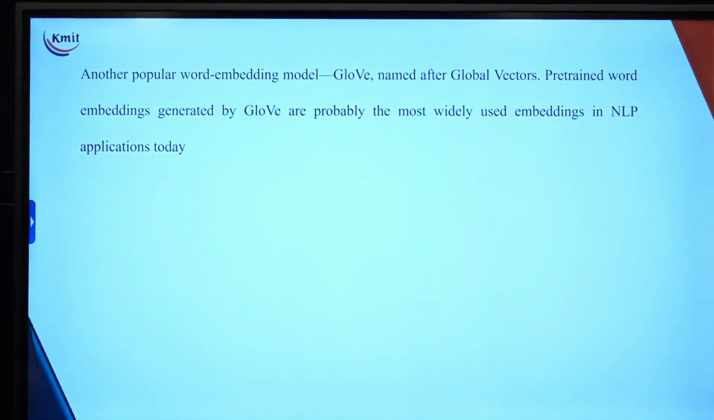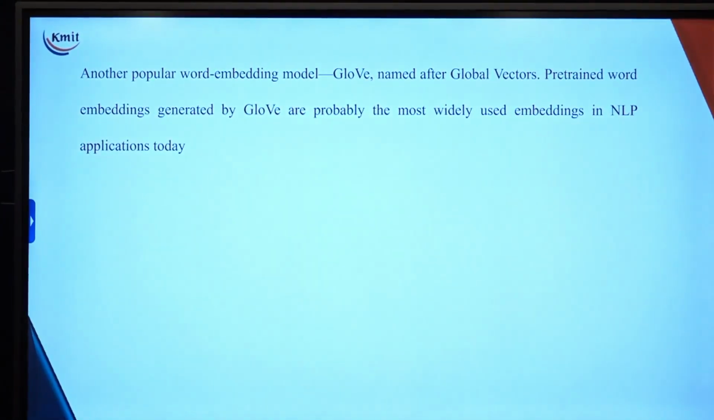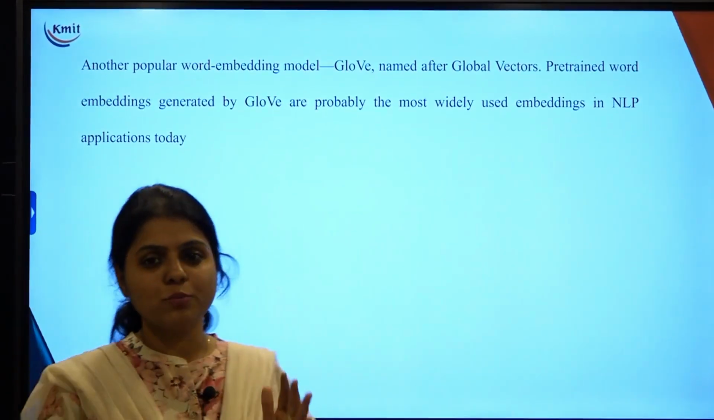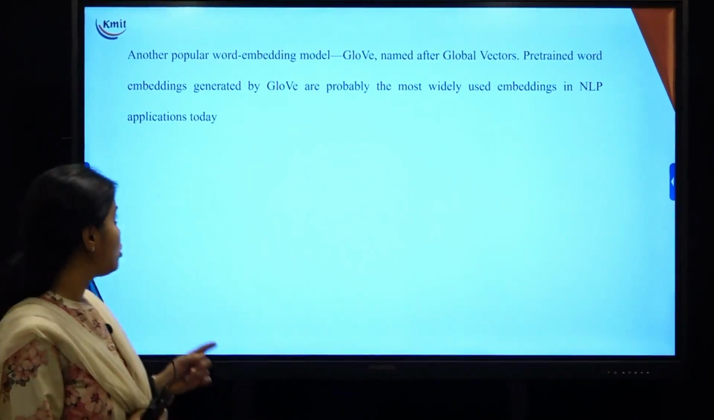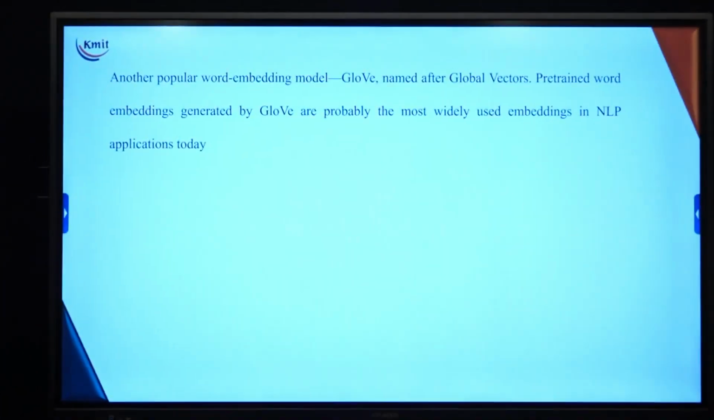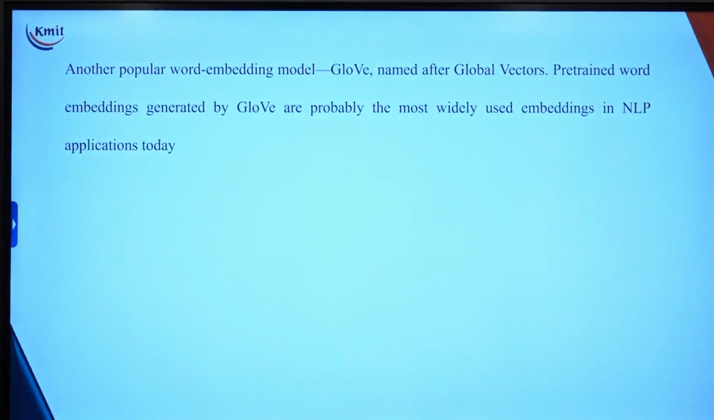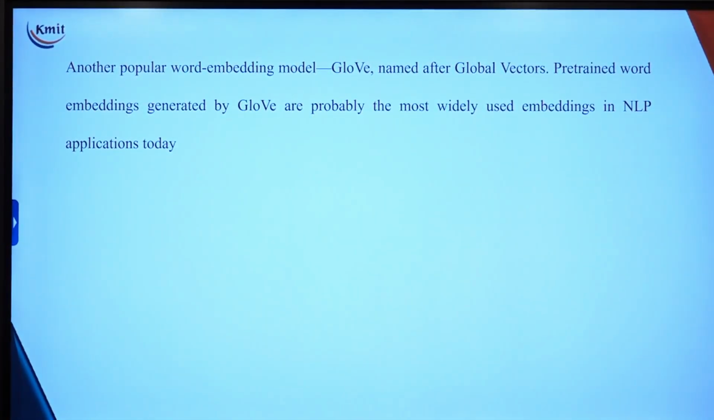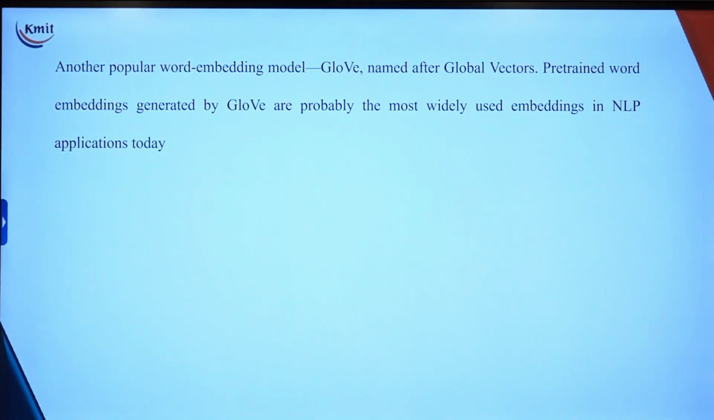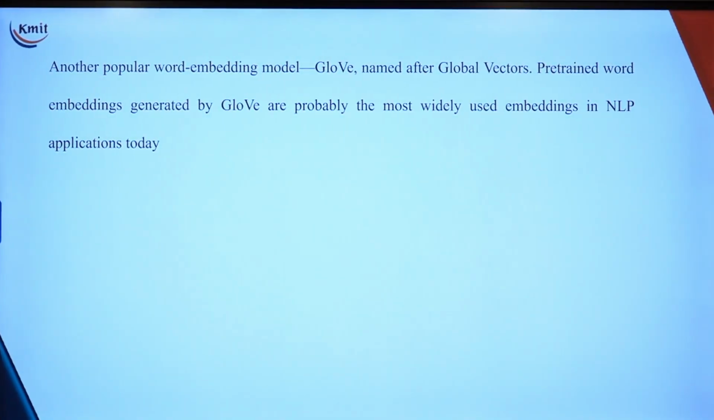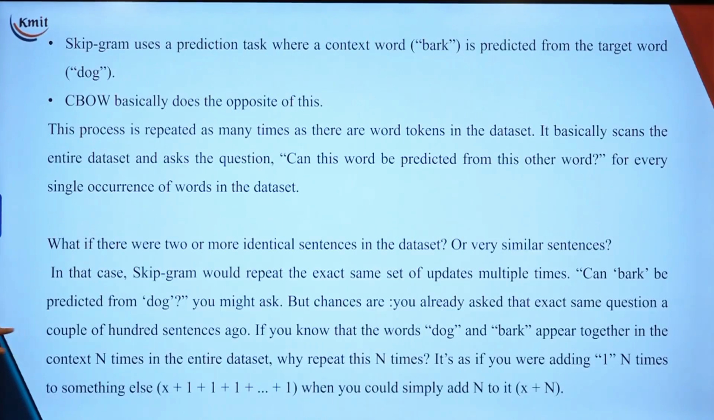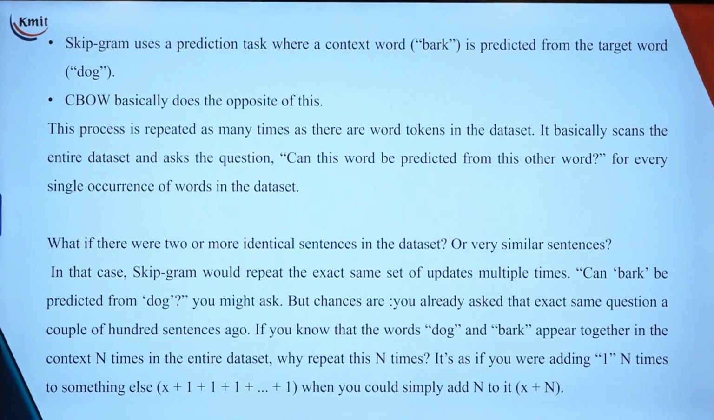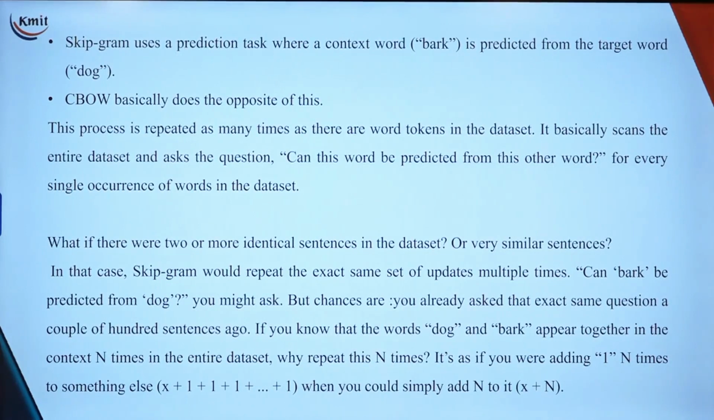So when we have talked about CBOW and FastText, they are two important word-to-vector word embedding models. Apart from that, we also have another popular embedding model which is called GloVe, which is named after global vectors. Okay, so GloVe is nothing but one important pre-trained word embeddings model which is widely used in NLP applications today. So before we actually go into GloVe, we will have a quick recap on CBOW and skipgram models.